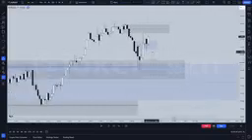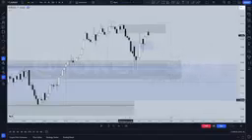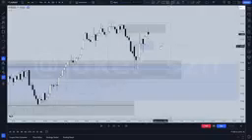At this point, I personally would not long yet. I would wait for another confirmation here. I want to see another close at least inside this order block here, right? And there we go, we have now closed inside here and also above this high. So I will now look for longs here, right?